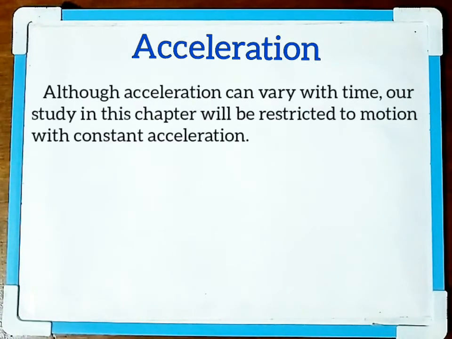Now, although acceleration can vary with time, in this chapter we shall study only motion with a constant acceleration, or we call this motion with constant acceleration a uniformly accelerated motion. And here we have a few velocity time graphs of uniformly accelerated motion, with some simple cases.